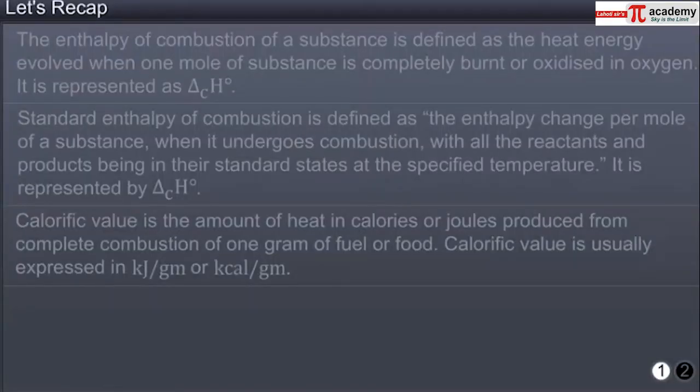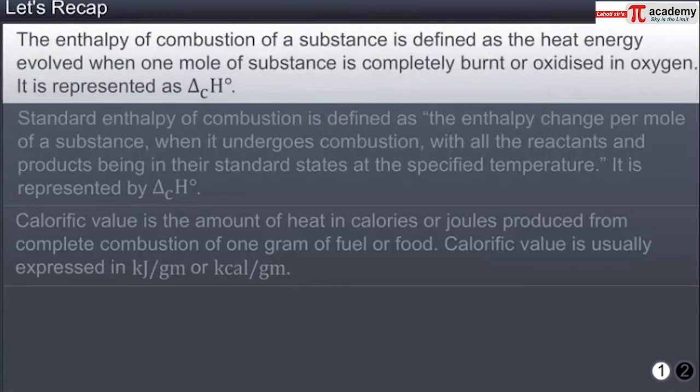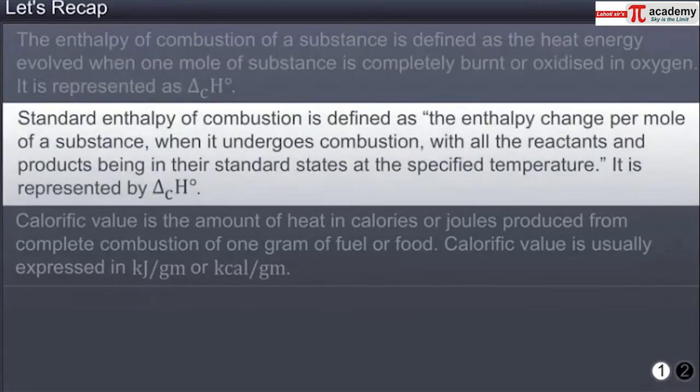You have now reached the end of this module. In this module, you learned that the enthalpy of combustion of a substance is defined as the heat energy evolved when 1 mole of substance is completely burnt or oxidized in oxygen. It is represented as delta CH naught. Standard enthalpy of combustion is defined as the enthalpy change per mole of a substance when it undergoes combustion, with all the reactants and products being in their standard states at the specified temperature. It is represented by delta CH naught.